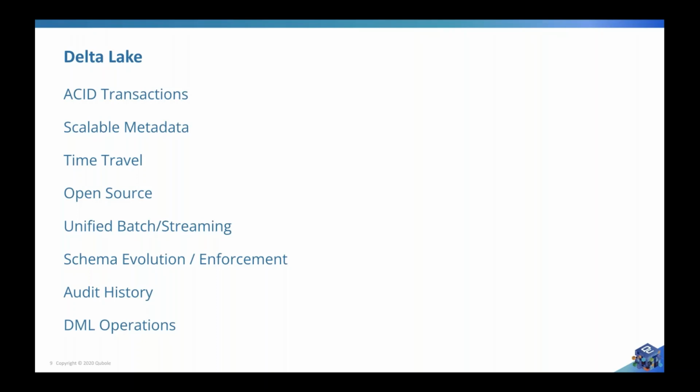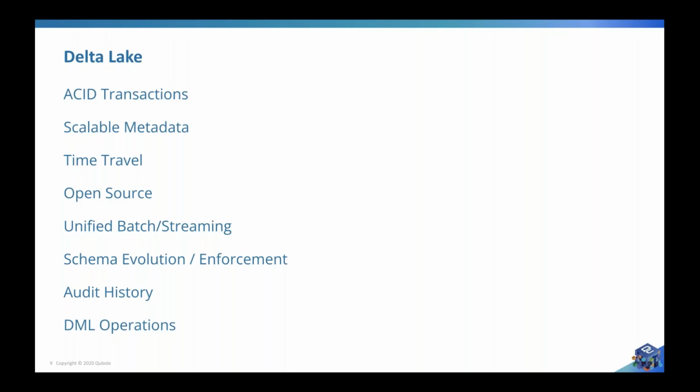It supports unified batch along with streaming. Then there is schema evolution, which is built into Delta Lake itself. It has audit history, and definitely you can run your DML operations on top of the data. So the way it has evolved and the way Delta Lake is being used is pretty great.